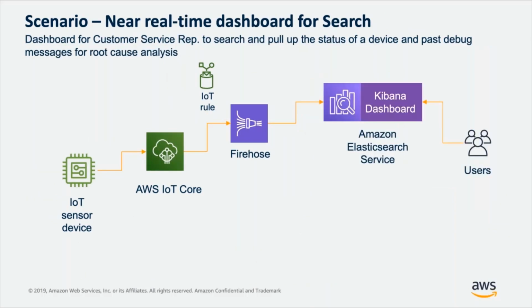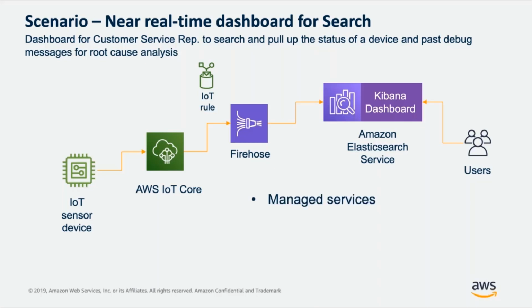Let's look at scenario number 3. This is a dashboard for customer service representatives to search and pull up the status of a device and look at past debug messages for root cause analysis. So this is a very simple architecture. As always, the data is in IoT Core. You have an IoT rule, which is now forwarding data to Firehose, where again, you can do an optional transformation function on the data set. But what Firehose would do is forward the data into Amazon Elasticsearch Service, where the data is available almost immediately for search and graph on the Kibana dashboard.